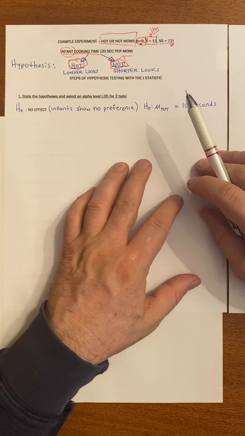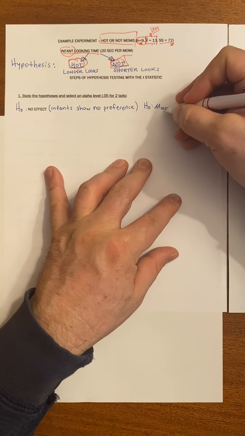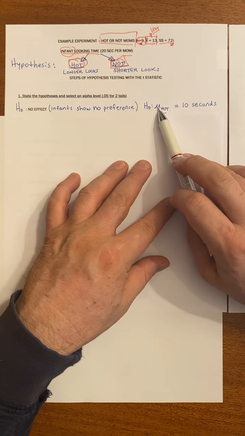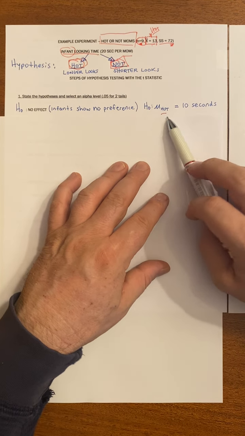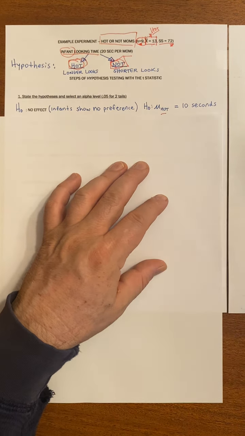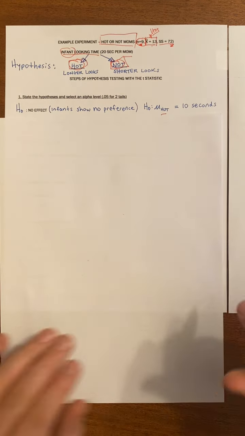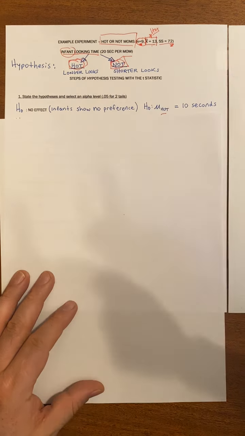What does that look like in terms of a mu statement? It means that for the hot mom, the infants spent a population average of 10 seconds looking at her. That means they spent half of the time looking at hot mom, and because we're saying 20 seconds, they spent the other half of the time looking at not hot mom, right? So the infants spent their time evenly looking at this mom versus that mom.